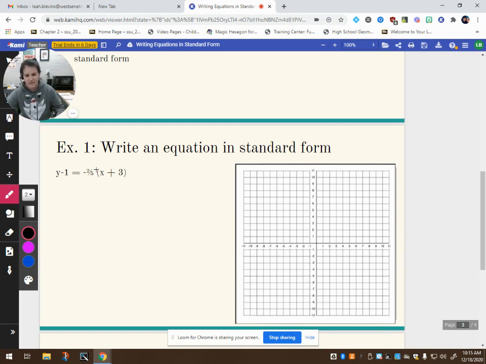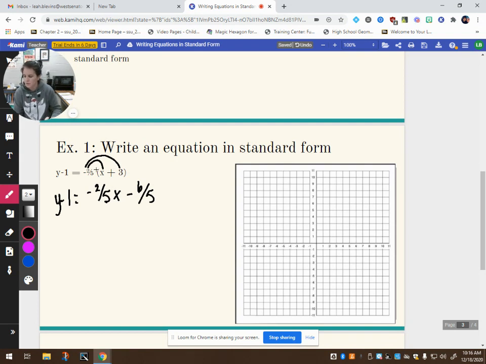So in this first example, what we're going to do is begin by distributing. We want to get it into standard form. So basically, we can begin by putting it in slope-intercept form. That would be a good place to start. So we have negative 2/5 x. Negative 2/5 times 3 is a negative 6/5, right? And then equals y minus 1. So this is beautiful.